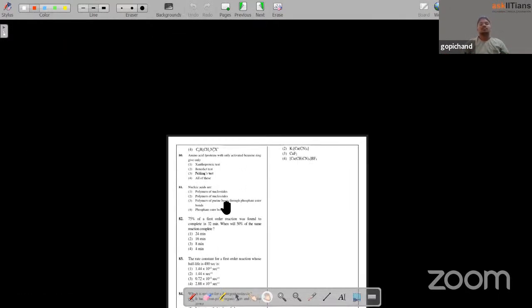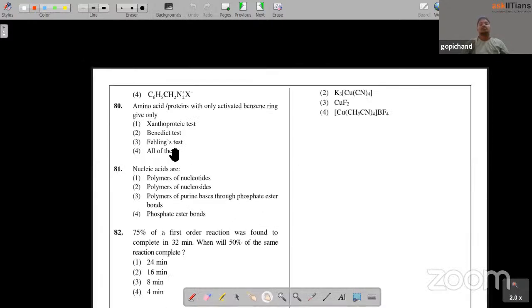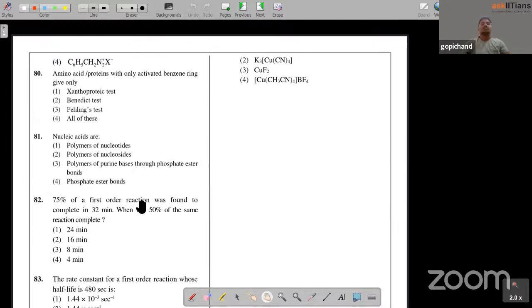Next one. Amino acids and proteins, with only an activated benzene ring. Okay, the xanthoproteic test will be used for proteins. Amino acids like Fehling's and Benedict's are useful. And the answer for 80 will become proteins. So obviously, proteins can be tested by using the xanthoproteic test.